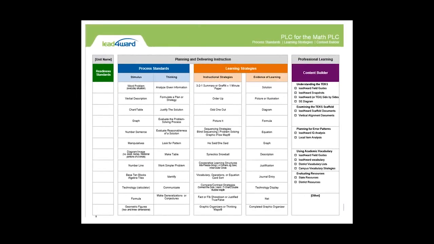We will now use the PLC for the Math PLC page as a tool to create a detailed lesson plan for 5.4F. By using all the components of this document, classroom instruction will move to a higher level of understanding, as well as offer opportunities for students to transfer information.